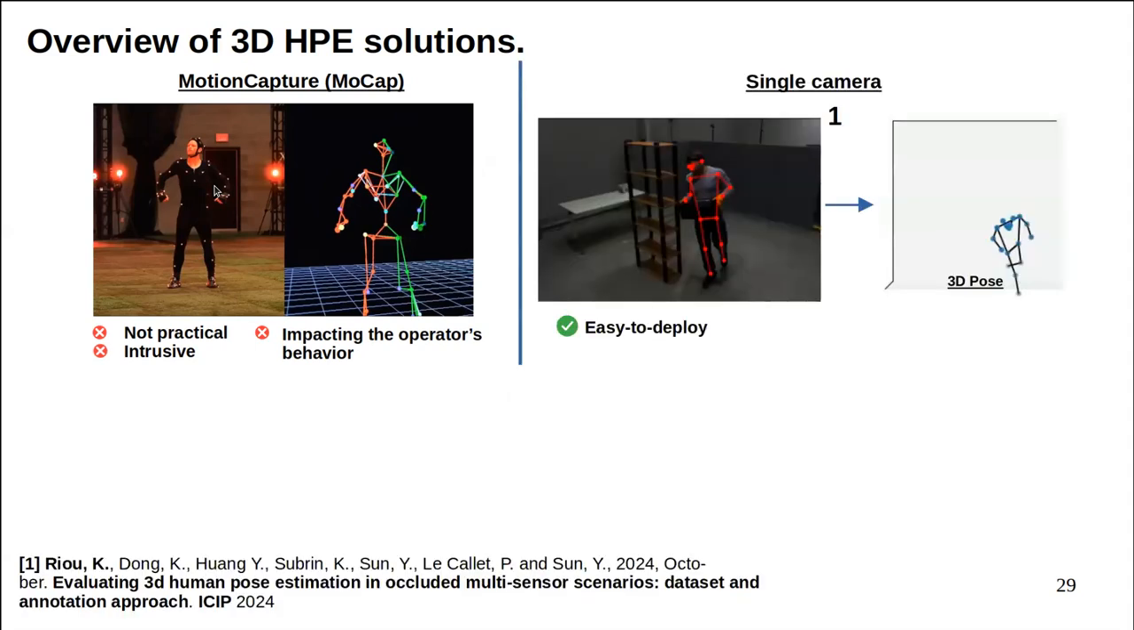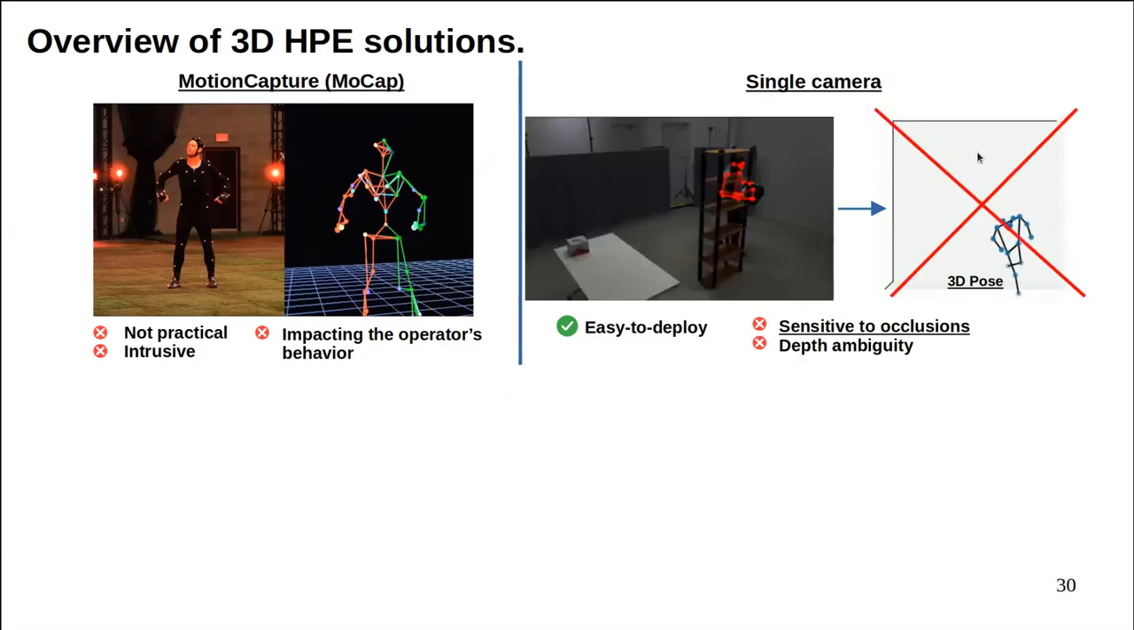So an alternative would be to use a single camera filming the scene. And from this single view filming the scene, we could try to reconstruct the 3D pose of the human. So it's very easy to deploy. You just need to drop one camera in your workspace and it starts to work. But it's quite sensitive to occlusions. For instance, if the operator is hidden here by a shelf, you cannot reconstruct the 3D pose of the operator. And it's also subject to depth ambiguity problems, which just mean that estimating the depth of a scene just from a single view is an ill-posed problem.